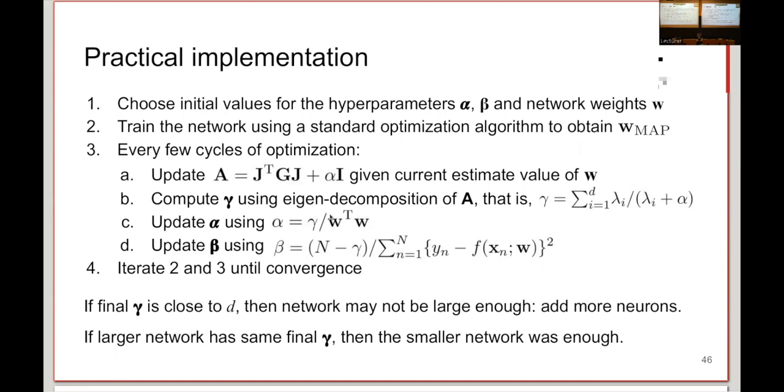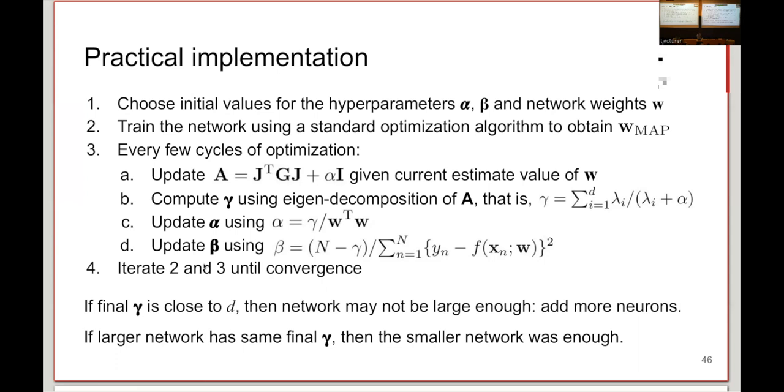And you could use approaches where you update your weights, maybe with one step of a quasi-Newton method. You obtain an estimate of the Hessian with a generalized Gauss-Newton approximation. You could obtain the eigendecomposition of the Hessian, obtain this parameter gamma, and then given gamma and the current point estimate for the weights, you update the hyperparameters, and then you iterate the process. And this works very well in practice.